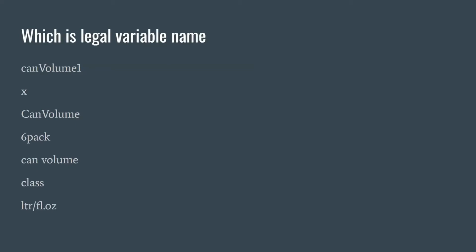Okay, question: which is a legal variable name? Is this legal? Yes, it starts with a letter and the remaining characters are either letters or digits. This is totally legal. It's starting with a letter, and there is no remaining character. This is also legal. It's all letters. This is not legal because it starts with a number. This is not legal. It has a space. This is not legal. It is a reserved word. And this has special symbols, the slash and the dot.